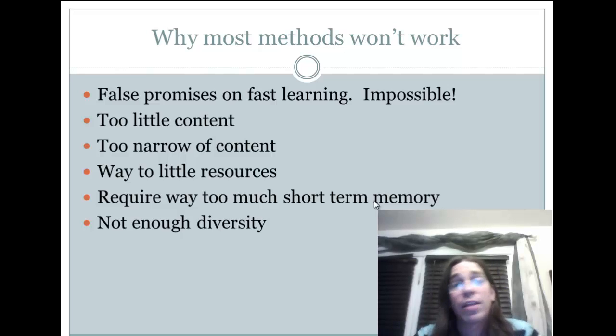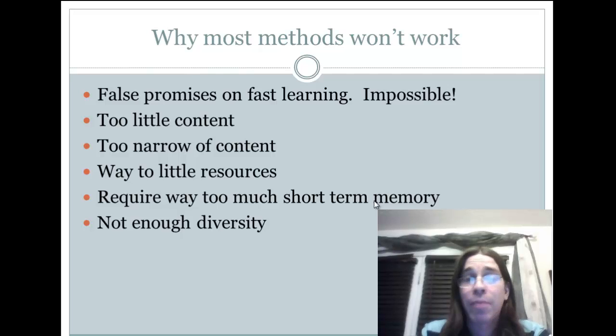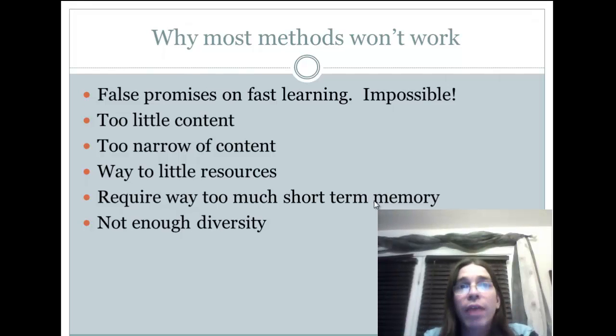You might learn how to say some words or some sentences and understand some things, but there's no way that you're going to learn somebody's complex language that they've spent thousands of years creating in just 3 months. It's just not possible. Now, maybe 3 years, you could get a very good, broad understanding of the language. So, there's much too little content.